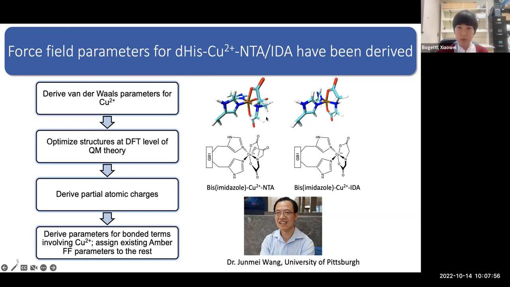After we obtain those structures, we can then derive the partial atomic charges for each of the atoms involved in these spin labels. And the last step is to derive the bonding terms that copper is involved in. And for the other terms, we can just use the existing AMBER force field parameters to assign.